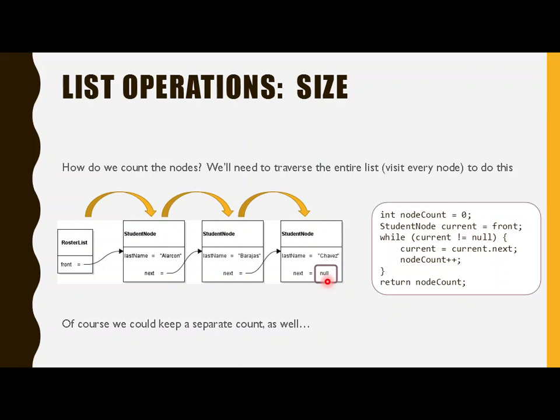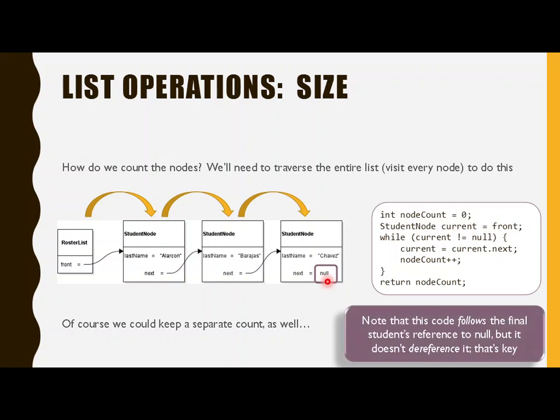Now, of course, we should probably keep a separate count, right? It's just easier. Why would I traverse every time I need to count? Okay, and this is just reminding us that the dereferencing would be a problem. So it's okay for current to become null, but it better not try to act on that by using it to do dot something.